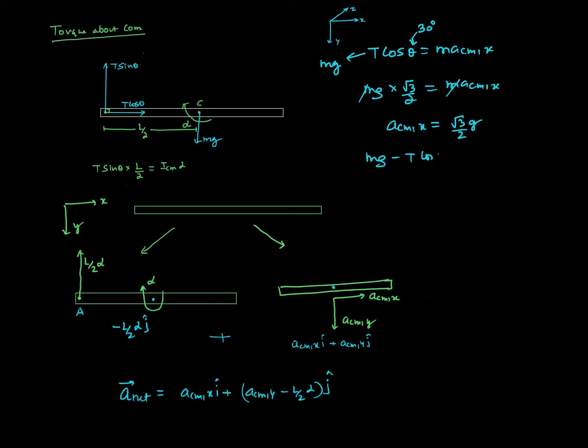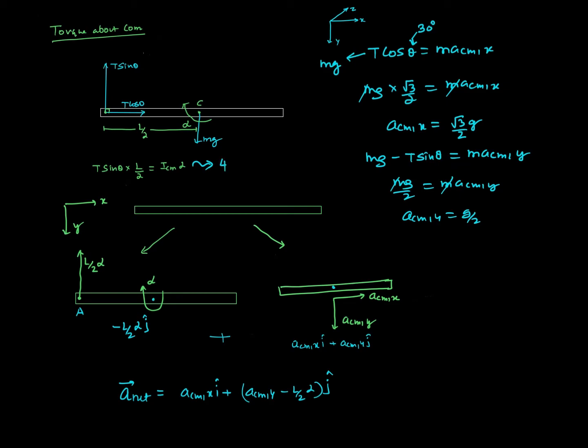And next we have mg minus T sin theta equal to M ACM along y. It was not cos theta, it was sin theta. And theta here is 30 degrees, and T is equal to mg, so what we get is mg by 2 equal to M ACM y, correct? M will get cancelled, ACM along y will be g by 2. And from this equation, we can figure out what alpha will be. So the moment of inertia of the rod about the center of mass, how much is it?